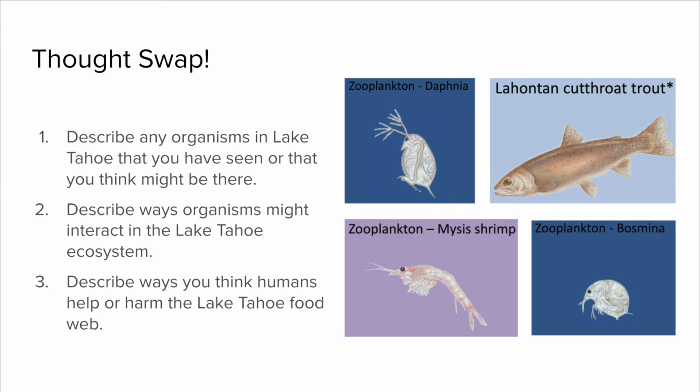Sometimes humans will put species that don't belong in Lake Tahoe in the lake. And sometimes those introduced species can be so successful and have no natural predators that they become invasive species. And we have several invasive species in Lake Tahoe. One of them is this mysis shrimp right here. And that is a way that humans have harmed the Lake Tahoe food web. But we'll talk a lot about invasive species and introduced species as we continue on in our field trip.